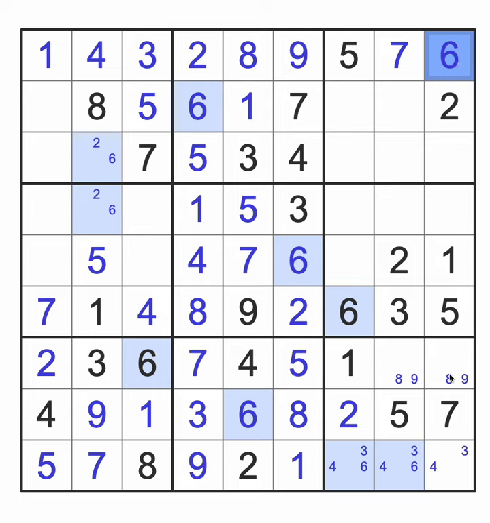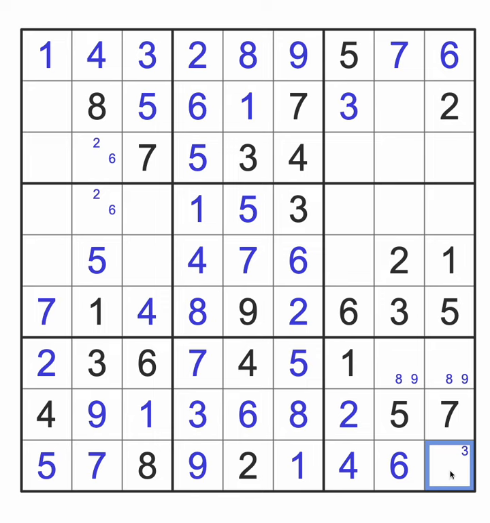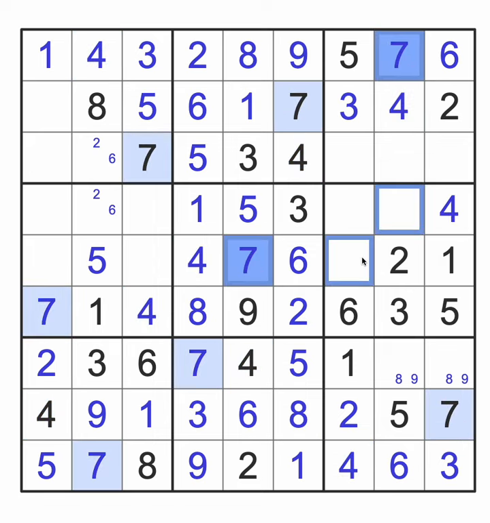And this 6 blocks these. This 6 blocks here. This 6 blocks here. So 6 comes here. 3 and 3 block these, gives me 3. That gives me 4 and 3. 4 blocks these, gives me 4. And the 4 and 4 gives me 4 here. 7 and 7 block these, gives me 7 here.